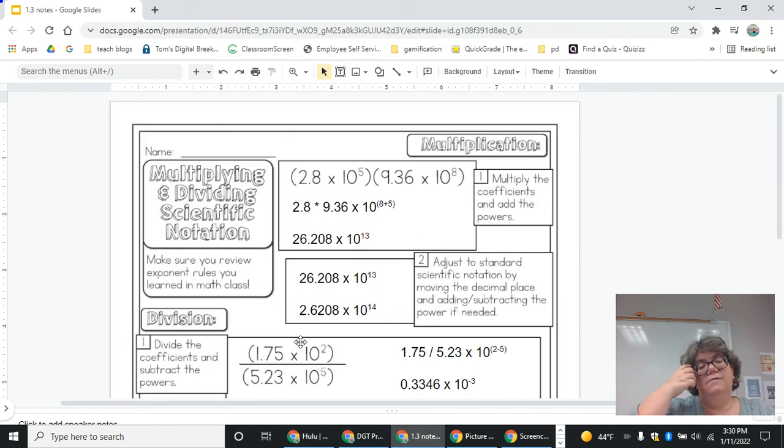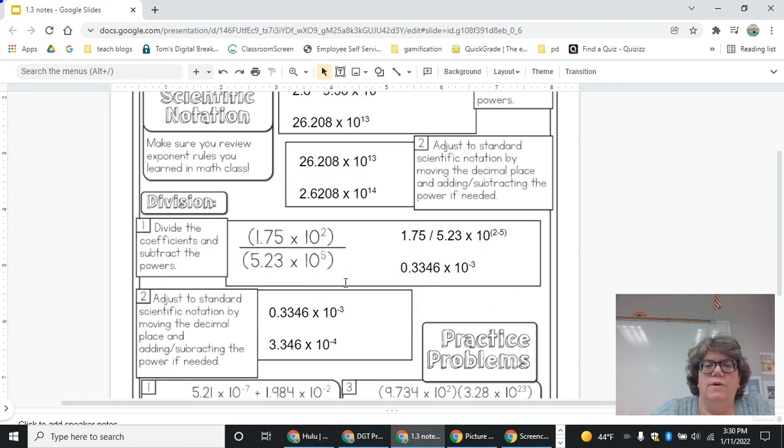Now, when we multiply and divide with scientific notation, it's a little bit different. The first thing you do, if you're multiplying, you multiply these two coefficients, multiply these two numbers together, and then add the exponents. You should have learned in math, you multiply, you add exponents. So we got 2.8 times 9.36 times 10 to the 8 plus 5, because we're adding those together. Multiply those two numbers, I get 26.208 times 10 to the 13th, because 5 plus 8 is 13.